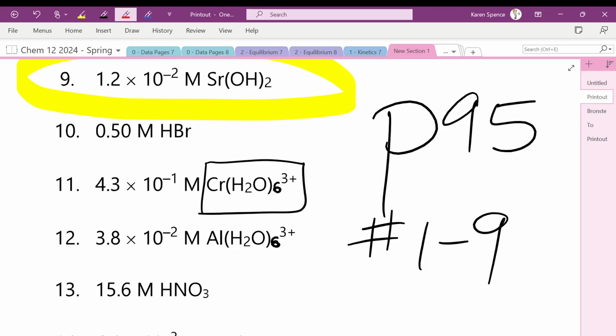Yeah, you can just assume they're all aqueous for now. It'll become important when we're doing solubility, but with this one, it doesn't matter.